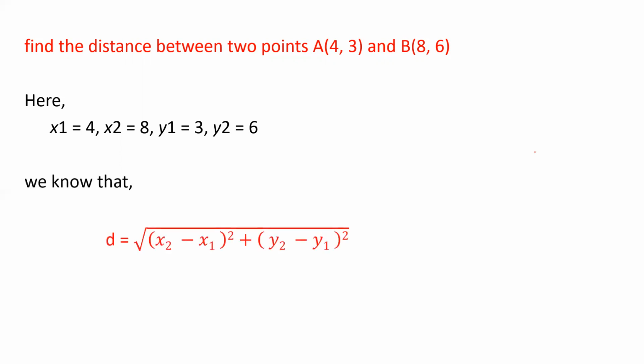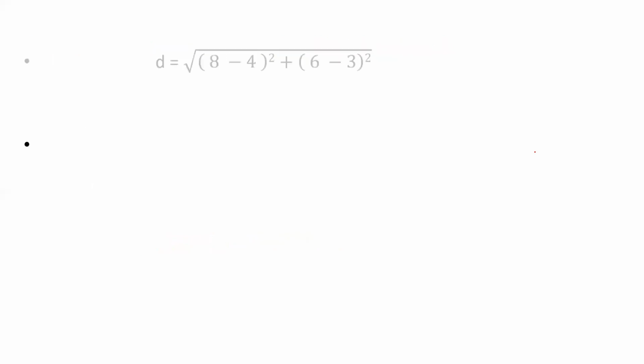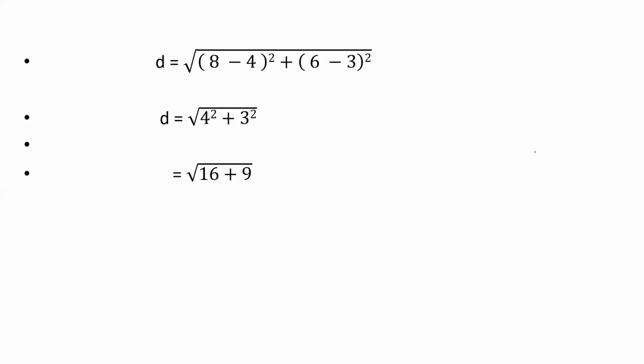And we know the formula for finding the distance between 2 points, that is d equals root of x2 minus x1 whole square plus y2 minus y1 whole square. Let's substitute the values here: 8 minus 4 whole square plus 6 minus 3 whole square. Now 8 minus 4 is 4 square and 6 minus 3 is 3 square. 4 square is 16 and 3 square is 9. Finally I got root 25, which is equal to 5.